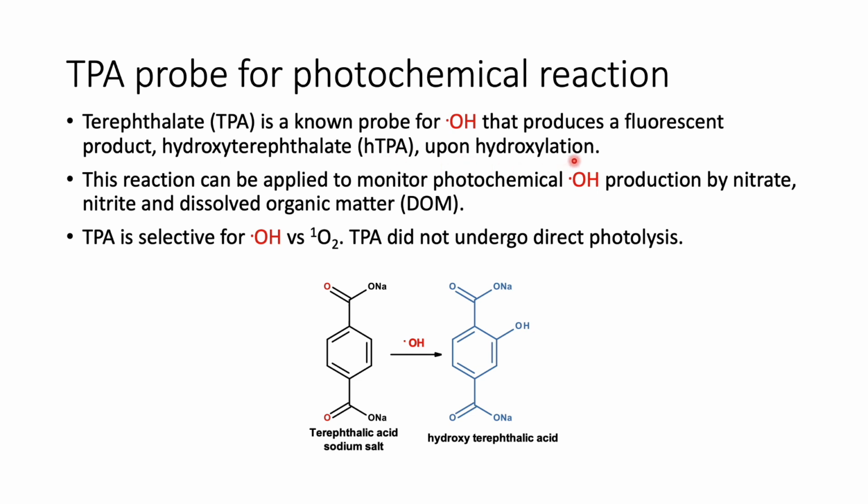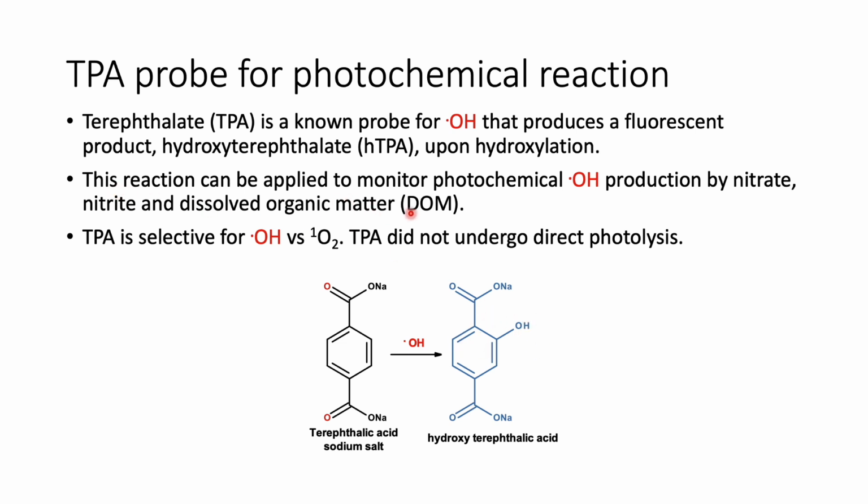And terephthalate is known as a probe for hydroxy radicals, producing a fluorescent product, hydroxy terephthalate (HTPA), on hydroxylation. So this reaction is actually used to measure how much of the photon energy is received. The terephthalic acid is converted to hydroxy terephthalic acid, and here the reaction occurs in the ortho position.